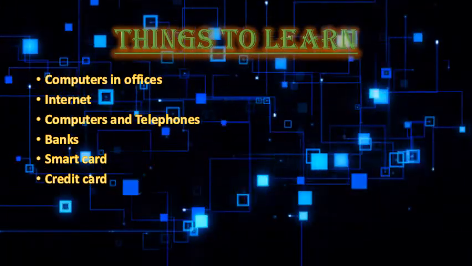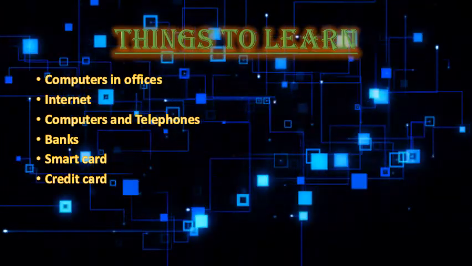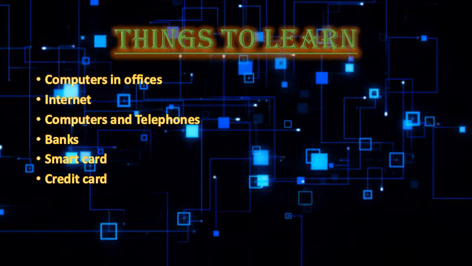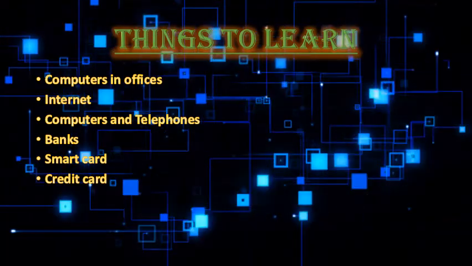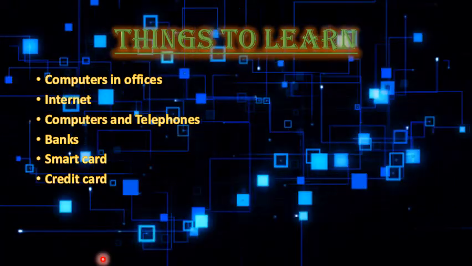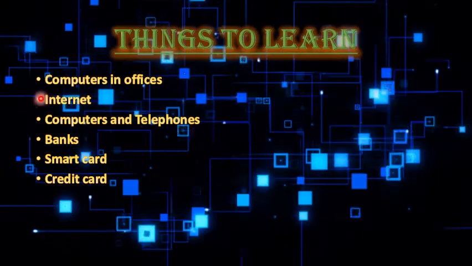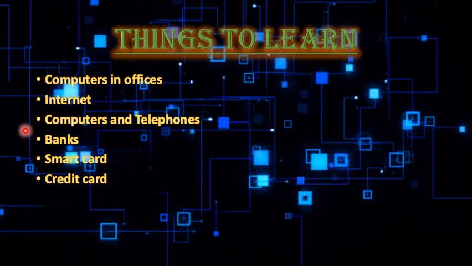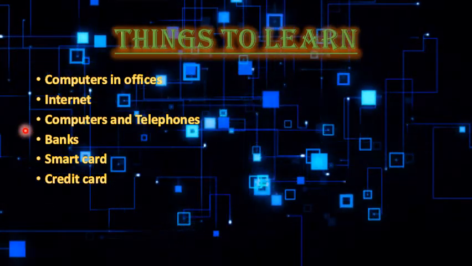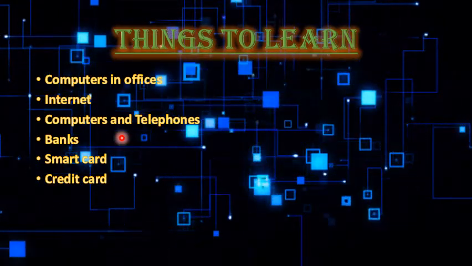And the last thing is the credit card. Everybody knows about the credit card. Why is it named credit card, what does it do and how do we use it? We will learn in this chapter. So in today's class, we are going to learn about computers in offices, the internet, and computers and telephones. The rest of the 3 components of this chapter will be discussed in the next class.